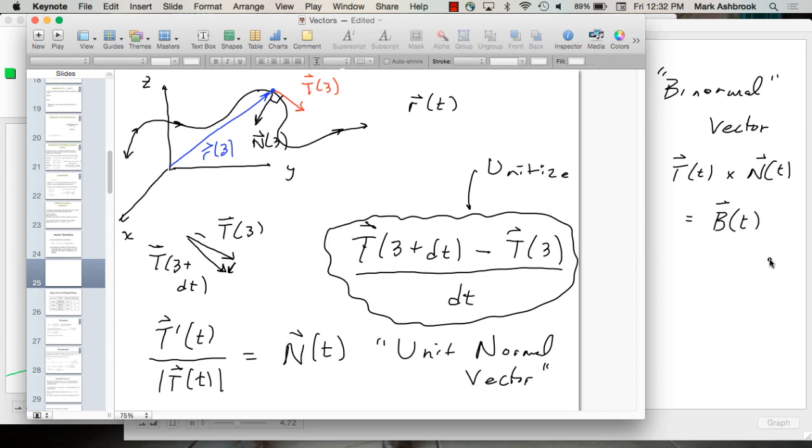So talk to the person next to you. Explain what that vector would be like. Direction and magnitude, right? If you do T, what we learned about T, cross N, what we learned about N, you're going to get a vector B. I want you to talk about the direction and magnitude of that vector. Go.